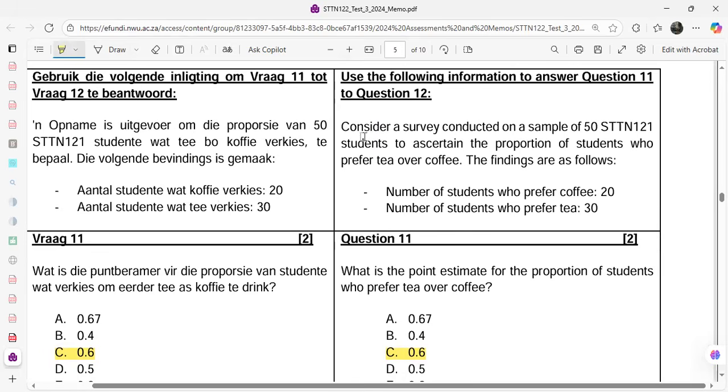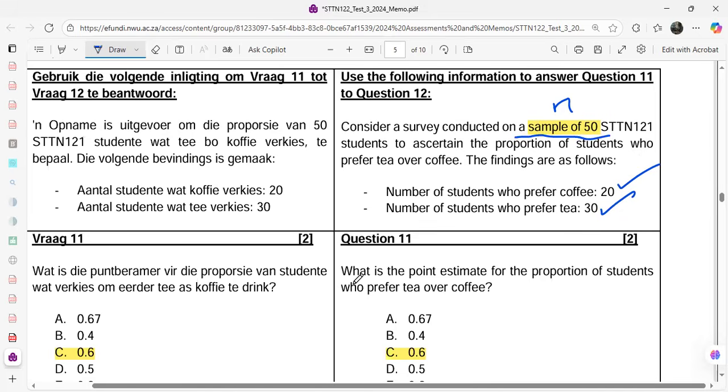Consider a survey conducted on a sample of 50. n is equal to 50. You can all see that. The survey was on STTN121 students to ascertain the proportion of students who prefer tea over coffee. The findings are as follows. The number of students who prefer coffee is 20 of them. The number of students who prefer tea, 30. So 20 plus 30, you will get the sample of 50.